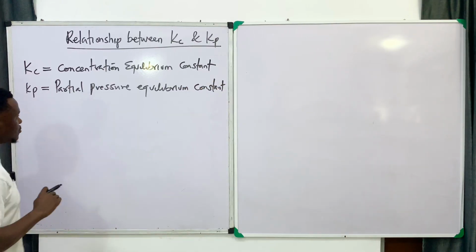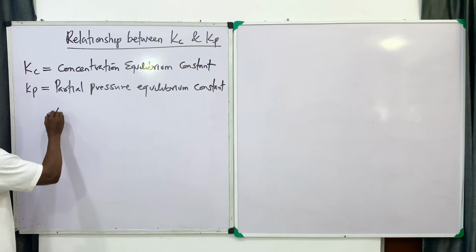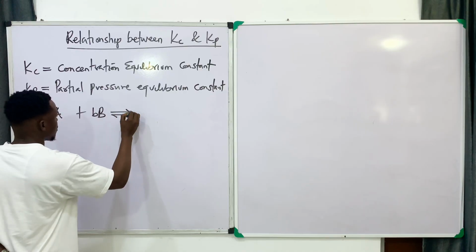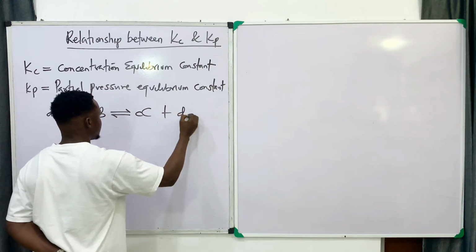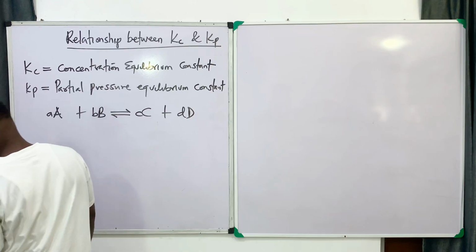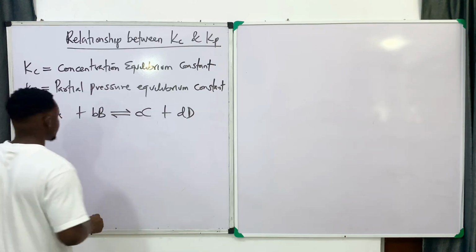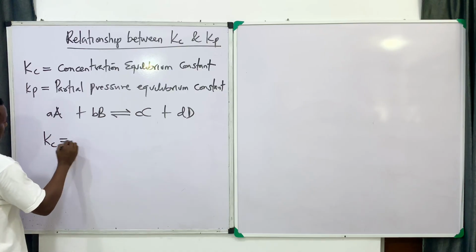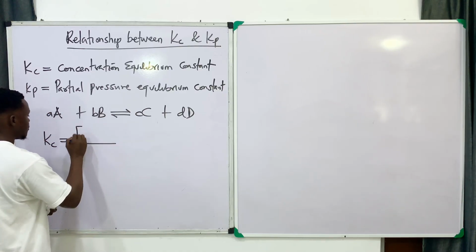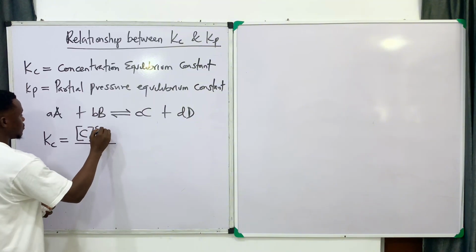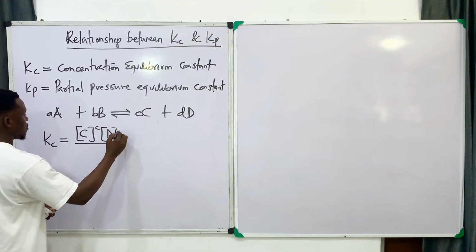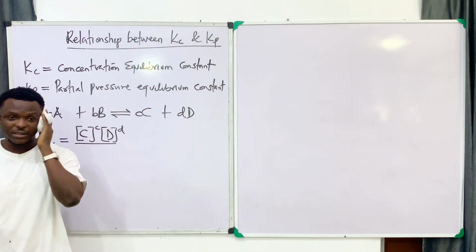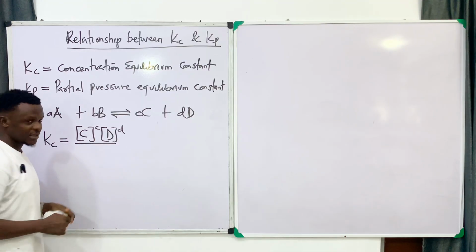Now, let's look at this. Let's say, for example, we have A plus B giving us C plus D. Now, my Kc for this reaction will be... I believe by now, if you have watched our videos from the first one till now, you should actually know how we arrived at this.